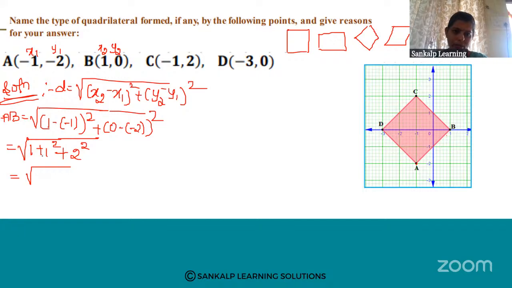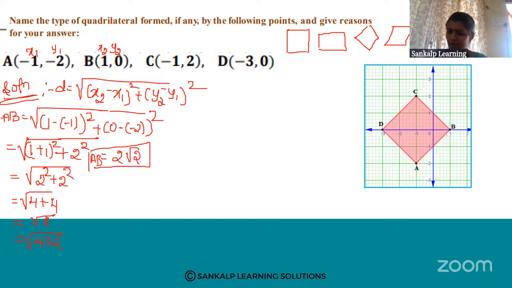Next, 1 plus 1 is 2, so 2 square plus 2 square, that is 4 plus 4, which is 8. So 8 can be written as 4 into 2, because 4 is a perfect square. The square root of 4 is 2, so we get 2 root 2. So the value of AB is 2 root 2.